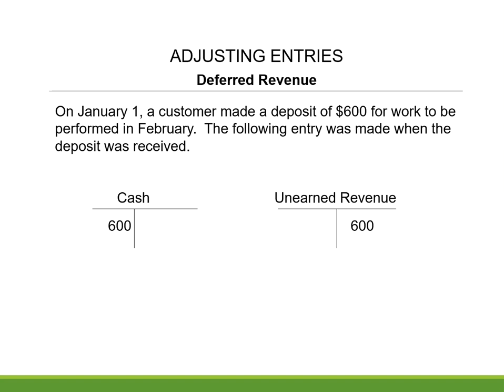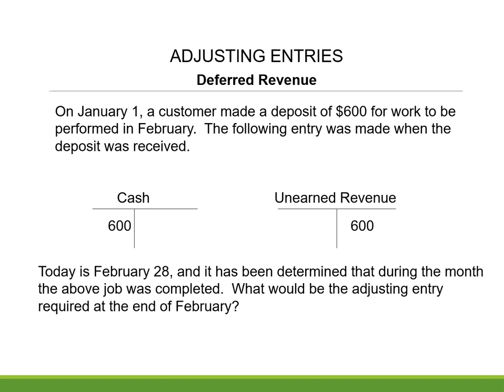We debited cash for $600 because we received cash, so that means we increased our cash balance, and we credited unearned revenue for $600. Unearned revenue is a liability account. So if we don't perform the service for the customer, we have to then refund them that $600. So we cannot record it as revenue, so we record it as a liability because we owe that money to the customer.